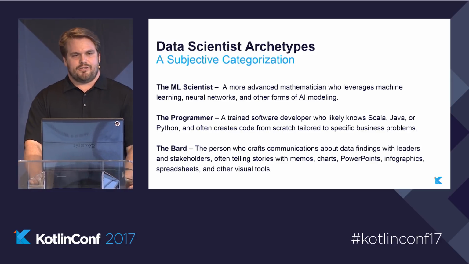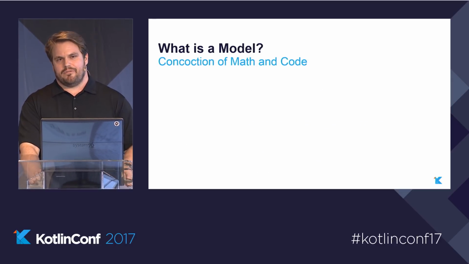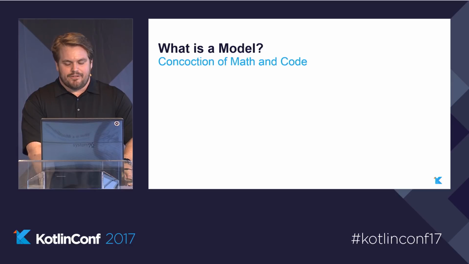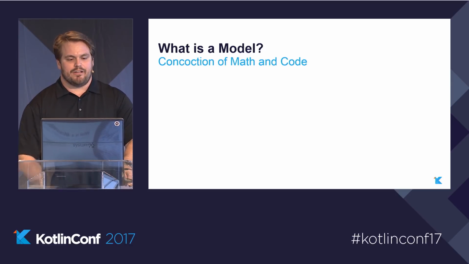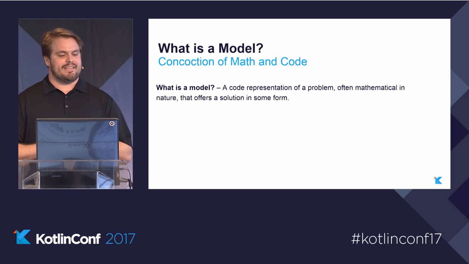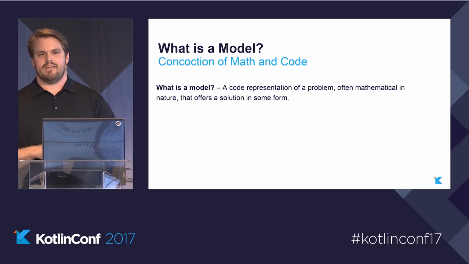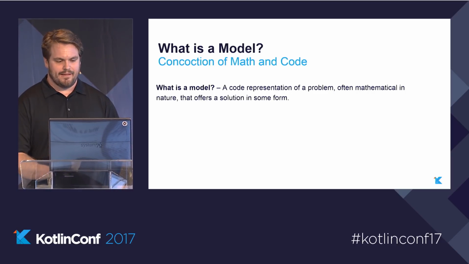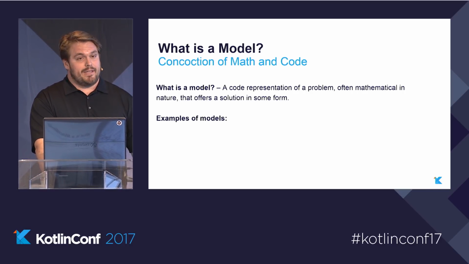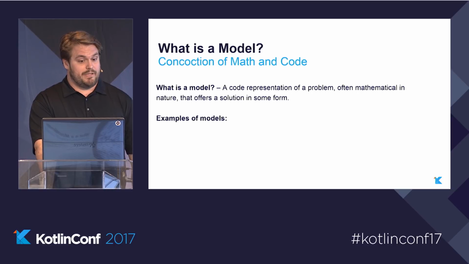Okay, so a term that is thrown around a lot in any data science team is a model. So what is a model? It is essentially a concoction of math and code. It's a code representation of a problem, often mathematical in nature, that offers a solution in some form. So some examples of models that data scientists may come up with solving very specific business problems.